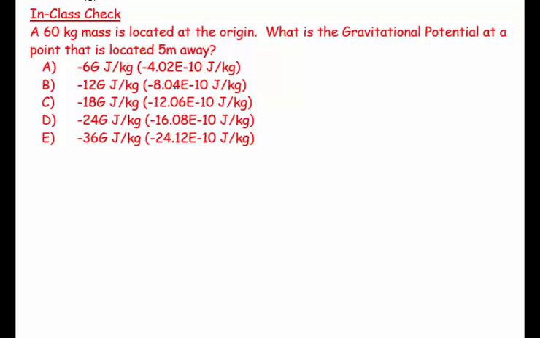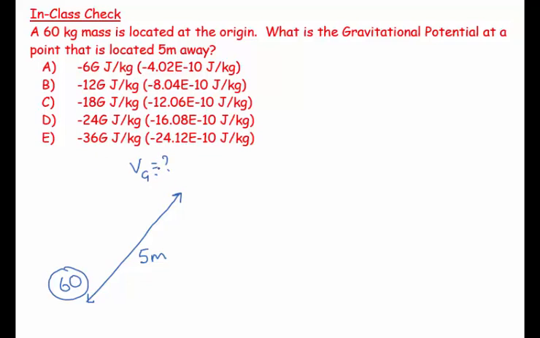This question says a 60 kilogram mass is located at the origin. What is the gravitational potential at a point that is located 5 meters away? So let's visualize. Here's our 60 kilogram mass. And then 5 meters away in some direction, doesn't matter where, there's a point. And that's 5 meters. And I'm asking for my gravitational potential at that point.